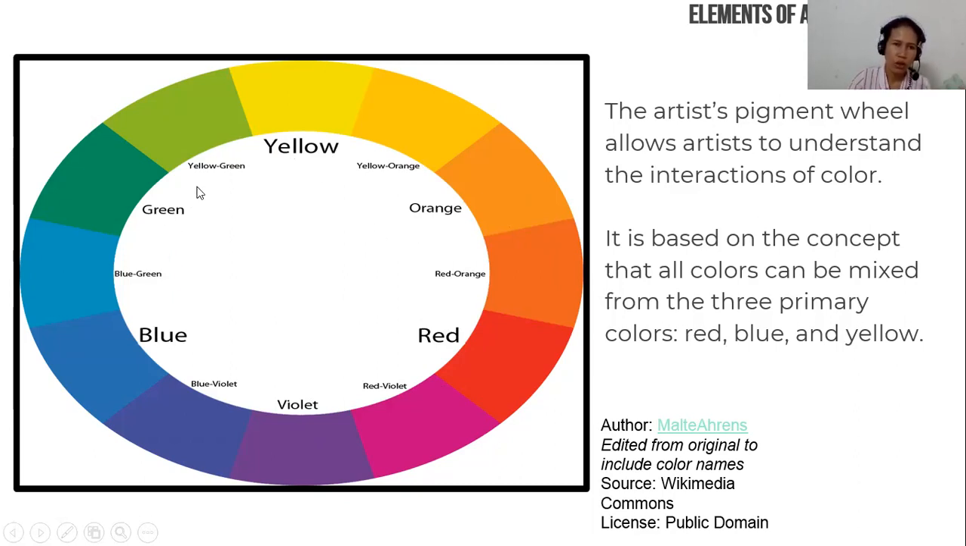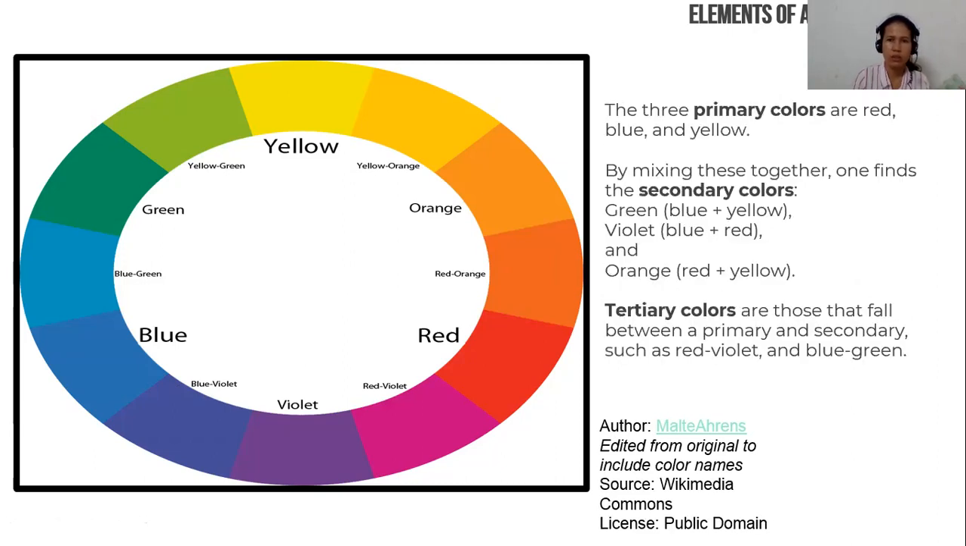So, itong green na to, magre-range siya into yellow-green kapag pinagsama mo sila ng yellow at green. Ganon din naman pag papunta ka na sa blue, you will produce blue-green and also the rest of the colors here. So I think you have already idea about this.